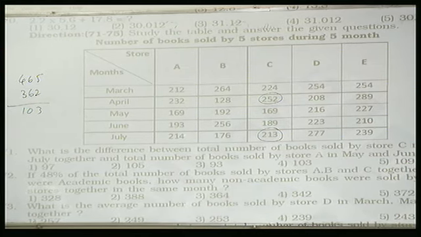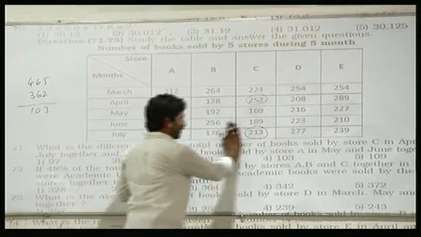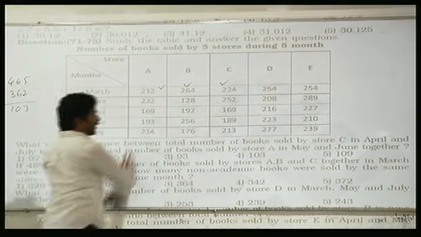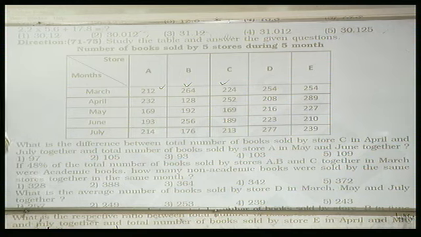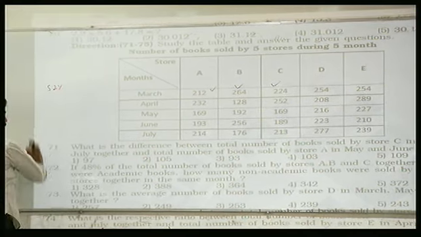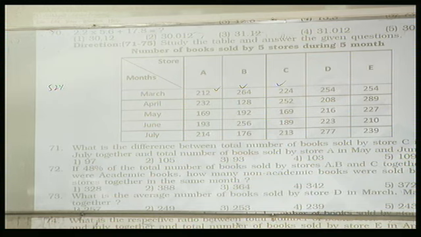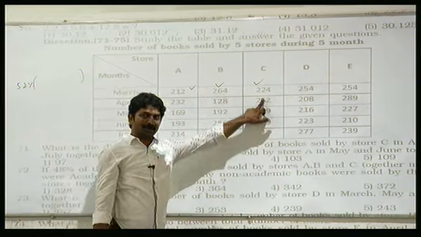72. If 48% of the total number of books sold by stores A, B, C together in March were academic, how many non-academic books were sold by the same stores together in the same month? So you need to calculate 52%. Yes or no? Right. 52% is 4 multiple. Answer should be 4 multiple. 52% of what? Total number of books sold by A, B, C together.